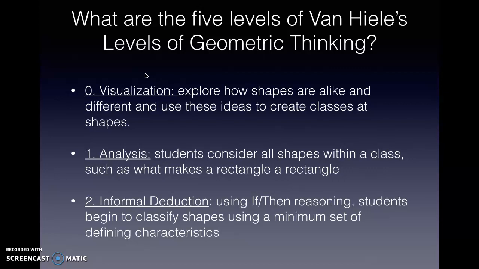The first step is analysis. Students consider all shapes within a class, such as what makes a rectangle a rectangle. The second level is informal deduction. Students at this point should be using if-then reasoning to begin to classify shapes using a minimum set of defining characteristics.